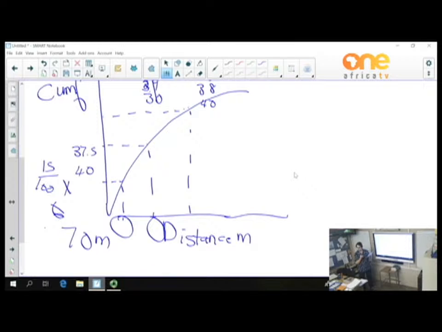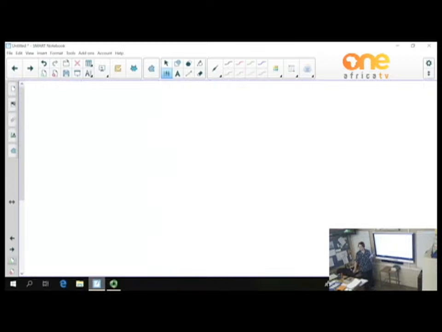Just count the blocks and times it with 100. No, I would say 1,200. 1,200 patients. And then draw the missing 2 rectangles to complete the histogram.